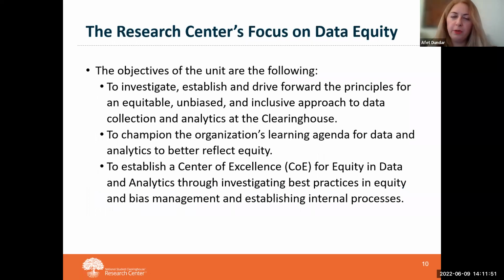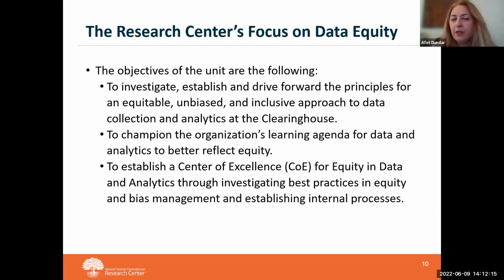From here onward, I will focus on that data equity initiative and some of the details of what we plan to do and how we would like to move forward, as we hopefully work with our institutions, data submitters, especially data submitters, and the organizations that receive data from us.